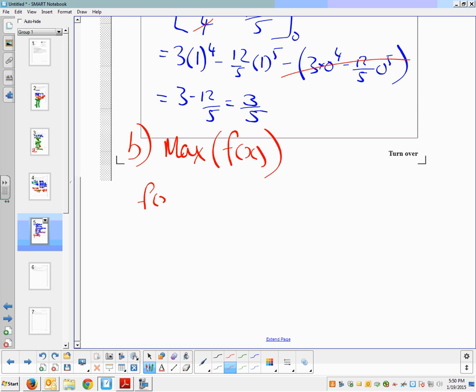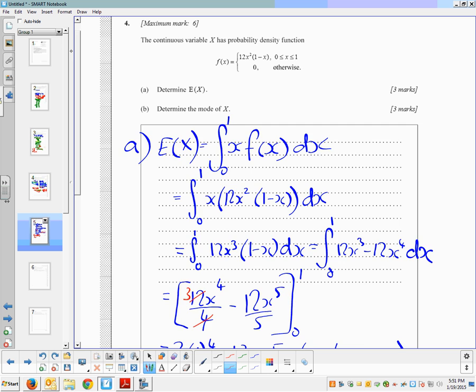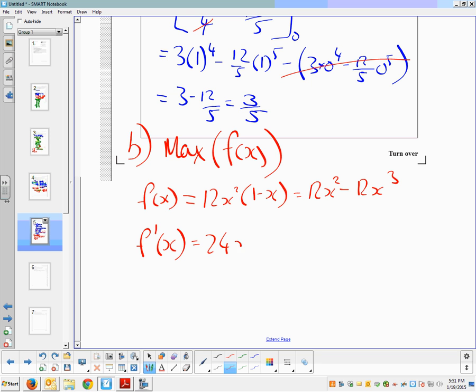So f of x was equal to, scrolled off the screen there now, and I've forgotten what it was. 12x squared (1 minus x), or 12x squared minus 12x cubed. It's going to be easy to differentiate if it's written like that. So looking for stationary points, differentiating, we get 24x minus 36x squared is equal to 0.